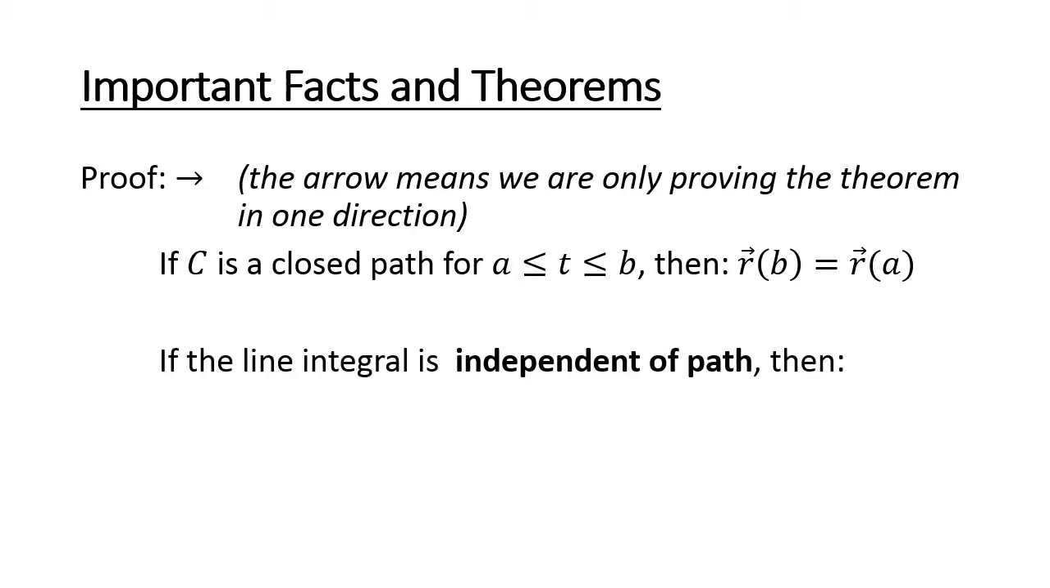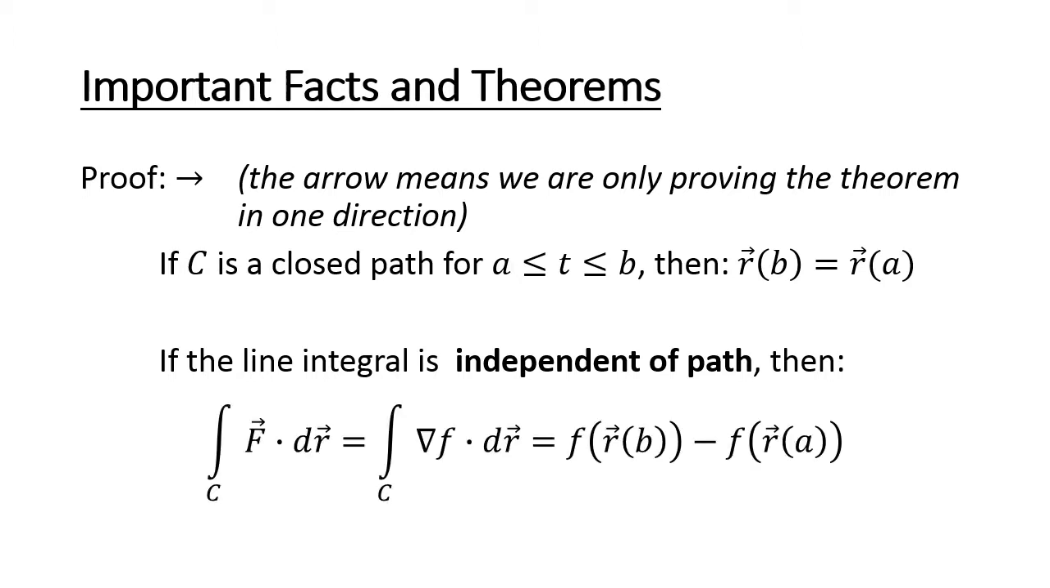Now, the actual theorem part. So if my hypothesis is that the line integral is independent of path, well, we know that if it's independent of path, then that F dot dr can be replaced with gradient f dot dr. Well, we know from the fundamental theorem of calculus that the integral of the gradient only depends on the endpoints, which means I'm just evaluating my function f at the endpoints now, which would be r of b and r of a. You might already see what's going to happen here.